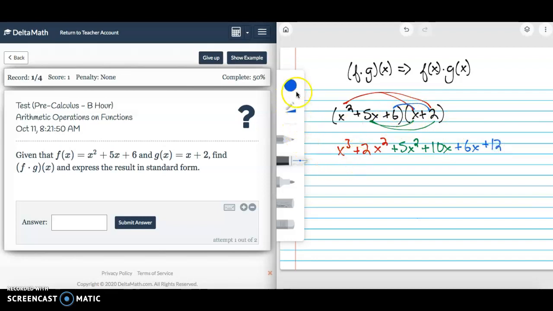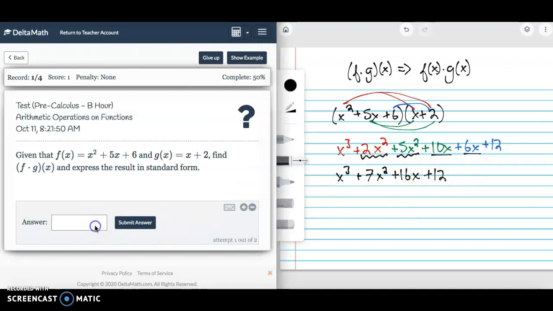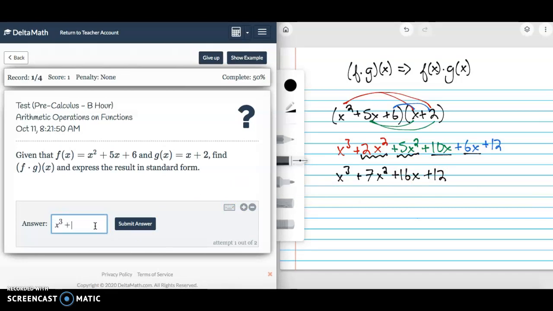So now I just have to combine all my like terms. I have no more x cubes. I have 2x squared and 5x squared, which gives me 7x squared. I have 10x and 6x, which gives me 16x, and then I have just plus 12 at the end. I double check, yep, I get cubes, squareds, linear, one, and then none, so they are in standard form. X cubed plus 7x squared plus 16x plus 12.